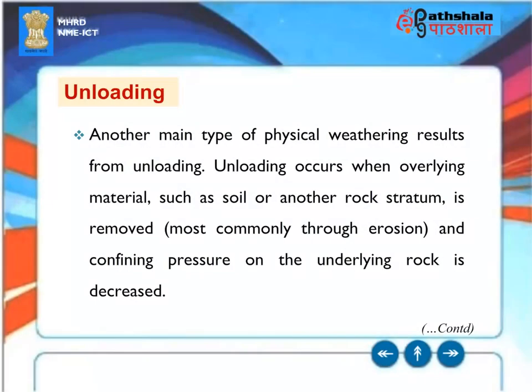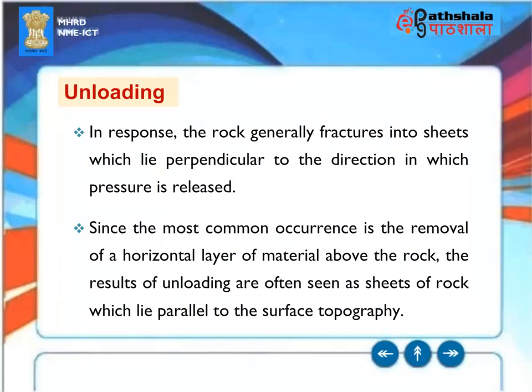Unloading. Another main type of physical weathering results from unloading. Unloading occurs when overlying materials, such as soil or another rock stratum, is removed, most commonly through erosion, and confining pressure on the underlying rock is decreased. In response, the rock generally fractures into sheets which lie perpendicular to the direction in which pressure is released. Since the most common occurrence is the removal of a horizontal layer of material above the rock, the results of unloading are often seen as sheets of rock which lie parallel to the surface topography.